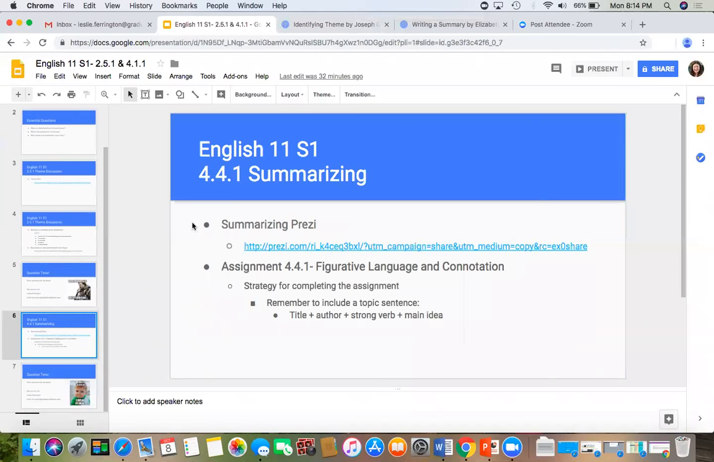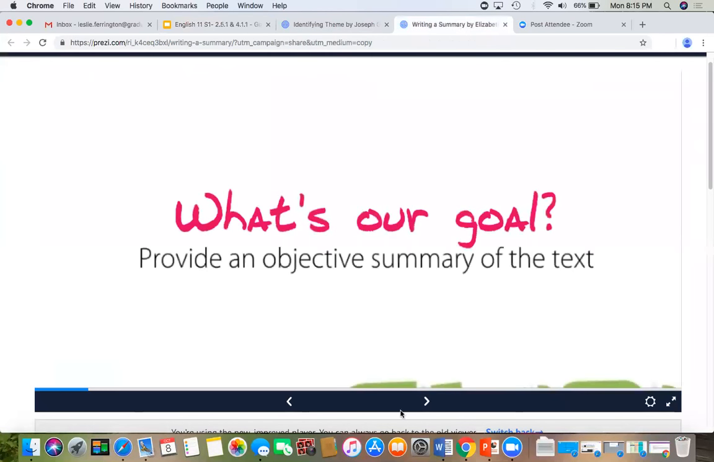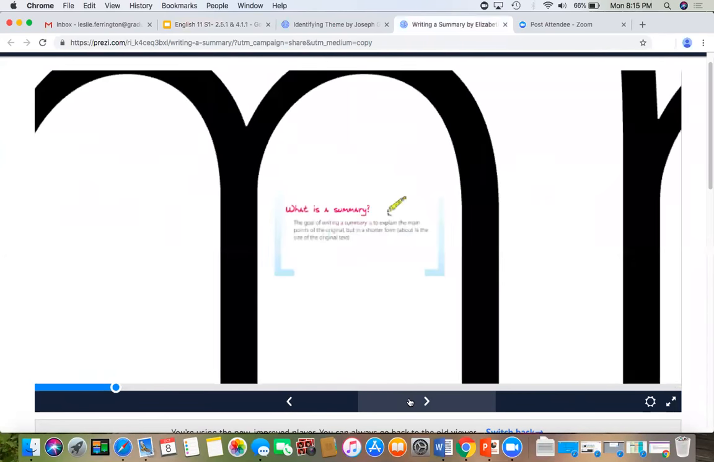Okay. Well, then we're going to keep on going. So we are moving on to 441, which is summarizing. We are going to look at the summarizing Prezi first. So what is our goal? Our goal is to provide an objective summary of the text. We'll talk about what that means.